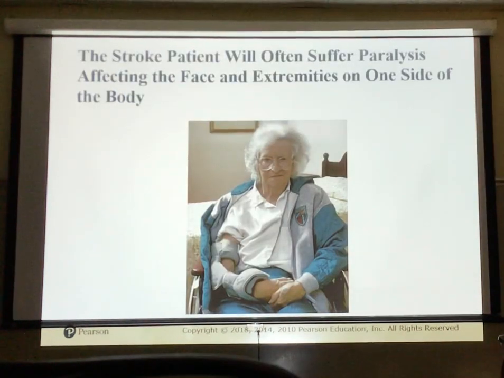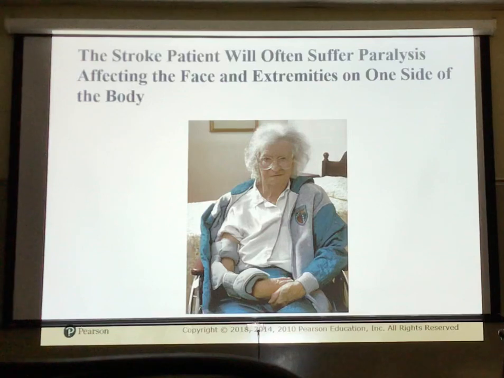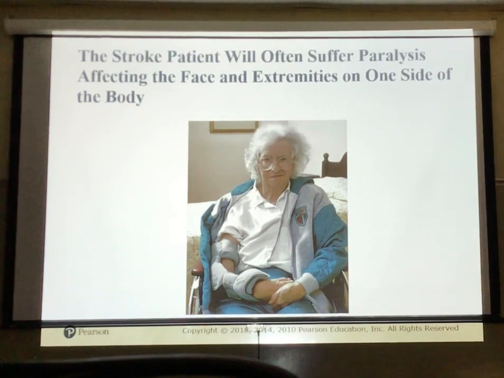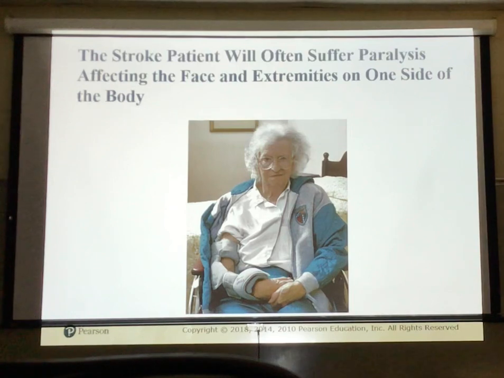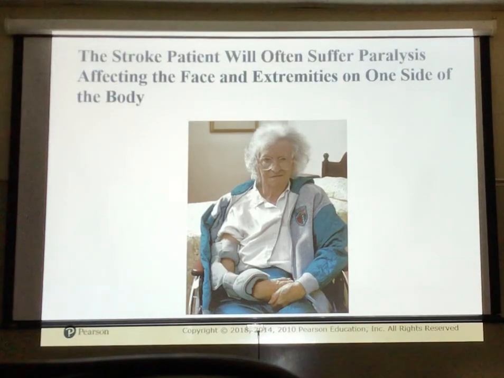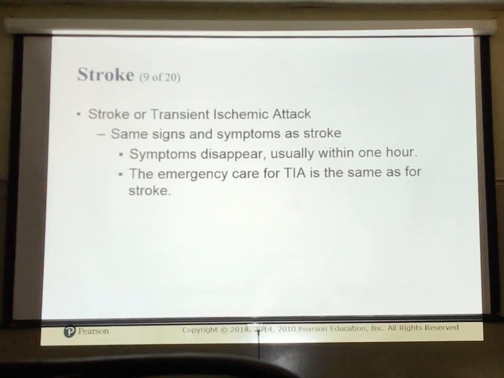Okay? Stroke patient will often suffer paralysis affecting the face and extremities on one side of the body. Most commonly, it involves areas of the brain that control speech, sensation, muscle function. All right? Somebody know what a TIA is? Transient ischemic attack. Okay? It has the same signs and symptoms of a stroke, but the symptoms usually disappear within 1 hour. All right? The emergency care is going to be the same.